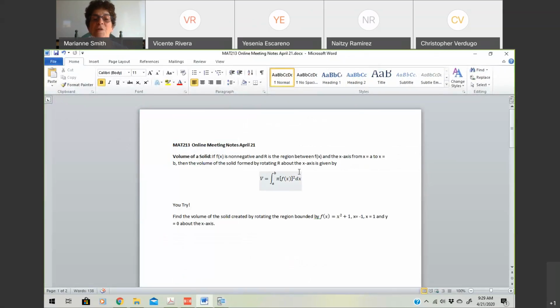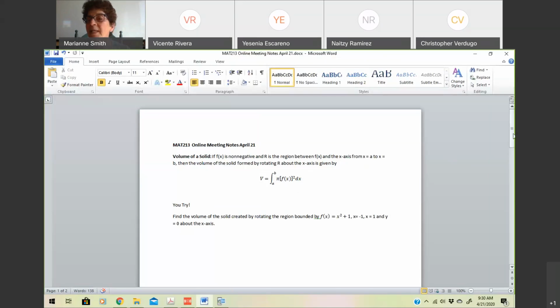Okay, and I'm showing you, here's a volume of a solid formula. If f of x is non-negative, that means it doesn't dip below the x-axis, and R is the region between that function and the x-axis, from x equals a to x equals b, then the volume of the solid formed by rotating it about the x-axis is given by this.